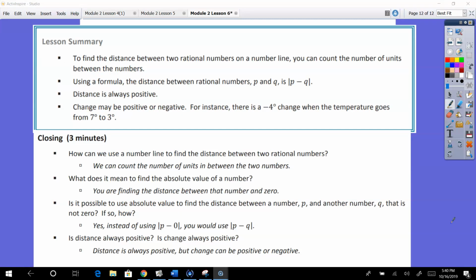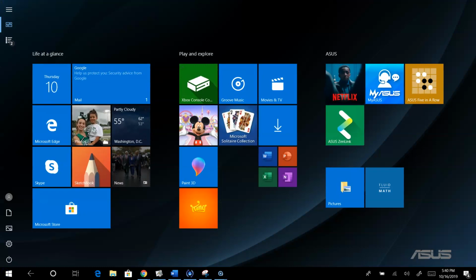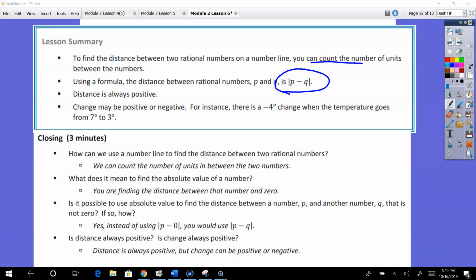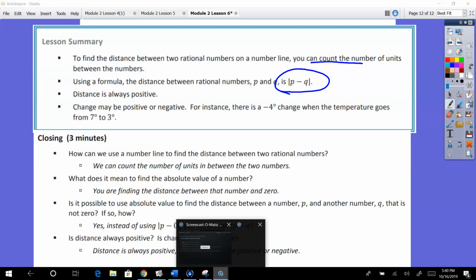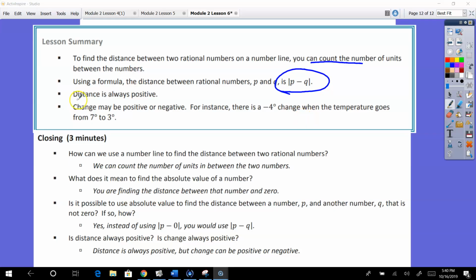So let's look at our lesson summary. To find the distance between two rational numbers, you can count the number of units, or you can use the formula P minus Q. Distance is always going to be positive. Change may be positive or negative. For instance, there is a negative 4 degrees change when the temperature goes from 7 to 3 degrees.